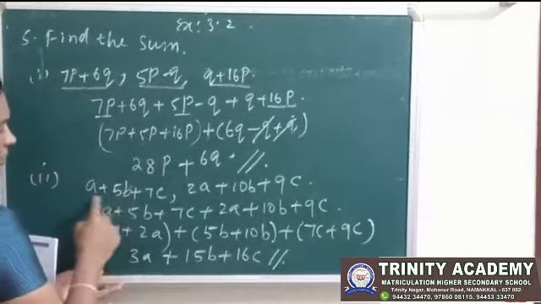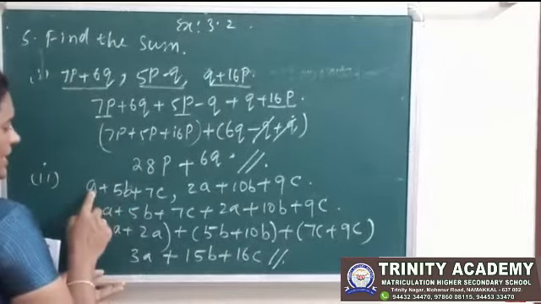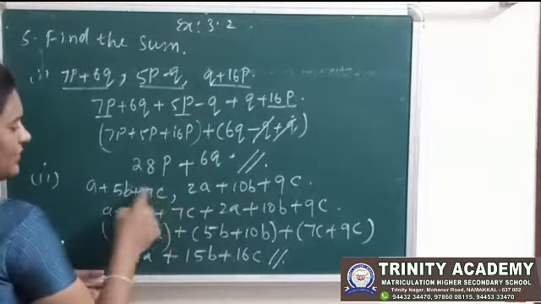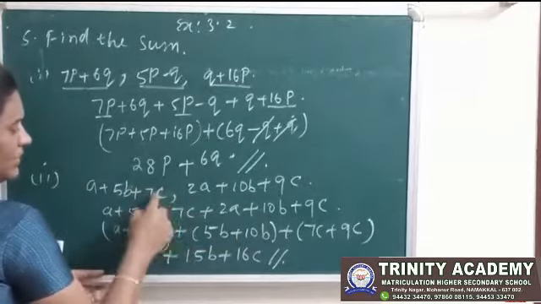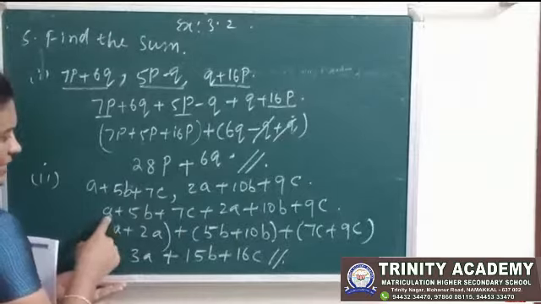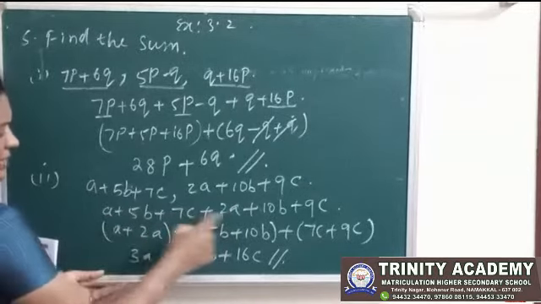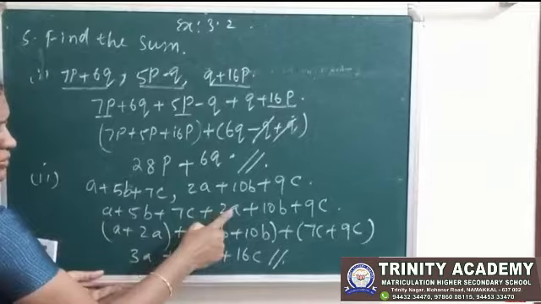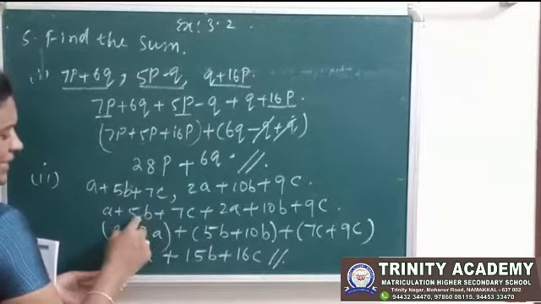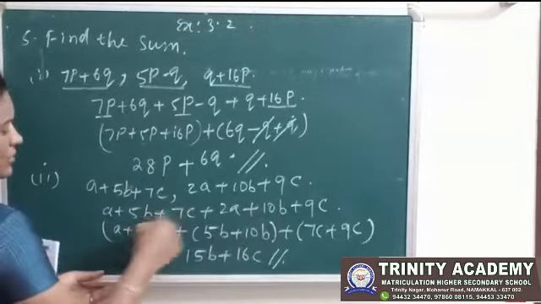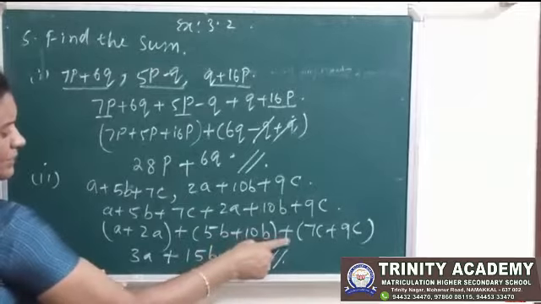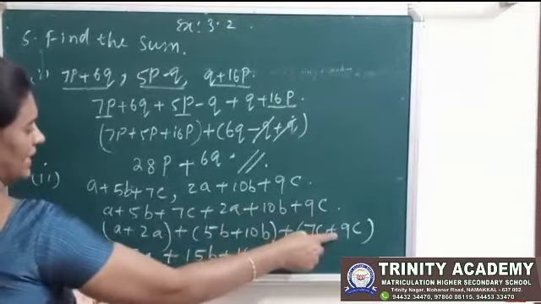Next sum, now we add these two expressions. Here 5a plus 5b plus 7c, then 2a plus 10b plus 9c. We add means we put a plus symbol in between these two expressions. Here also first we group the like terms. Here 1a, here 2a. That's all, the a terms are over. So we write a plus 2a, then put plus. Then here 5b and 10b. These two terms are like terms. So we group these 5b and 10b, then plus here 7c plus 9c.